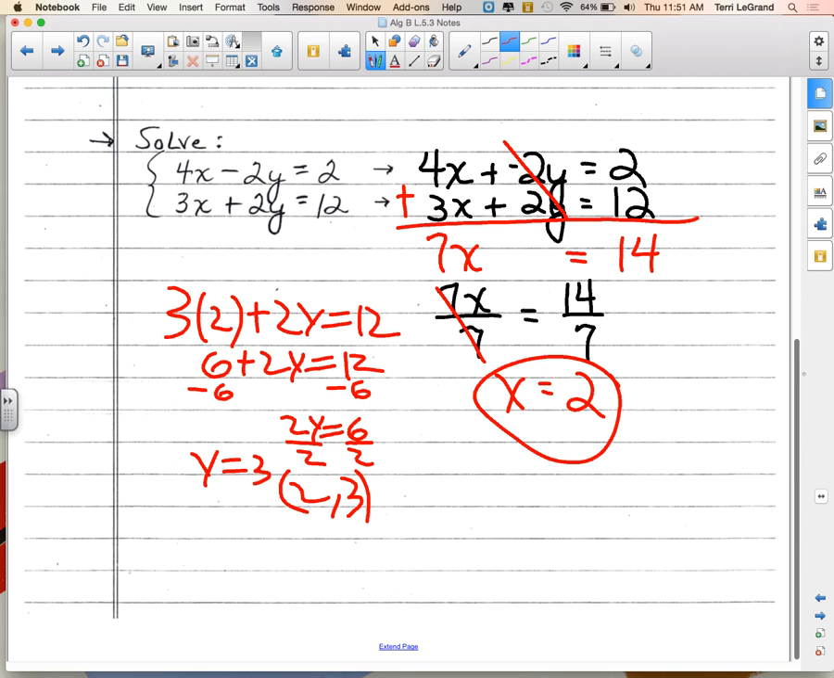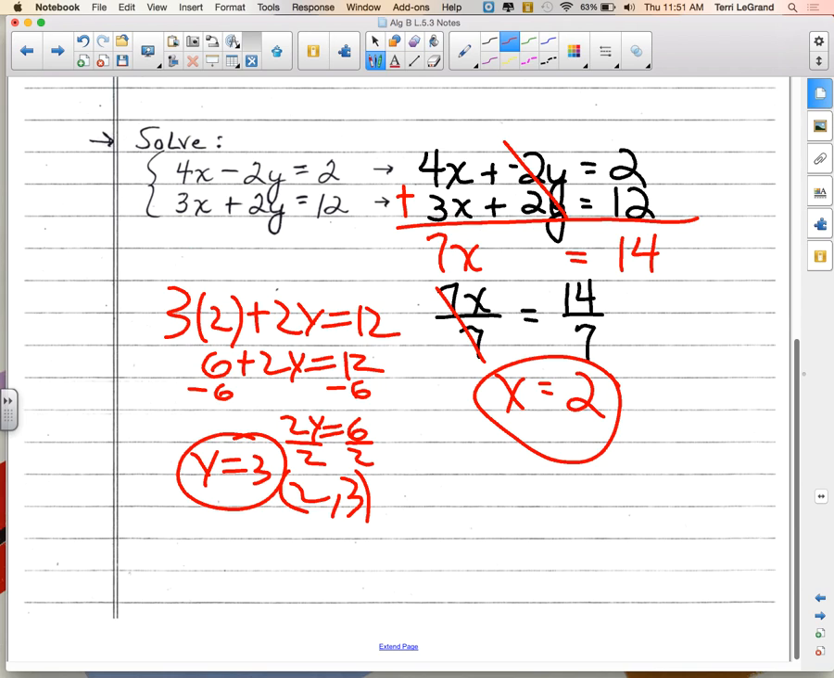You used the same one as Noah did, the 3x plus 2y equals 12. Did you get y equals 3? It's right here, like he did. Did you get y equals 3? Then you used the same one as Noah did. If you didn't, you should have. If you didn't, figure out where you disagree with him. Those of you who used 4x minus 2y equals 2, did you get y equals 3?